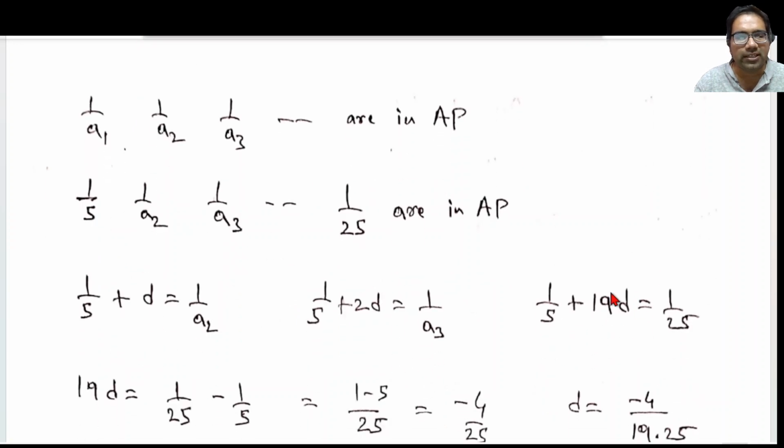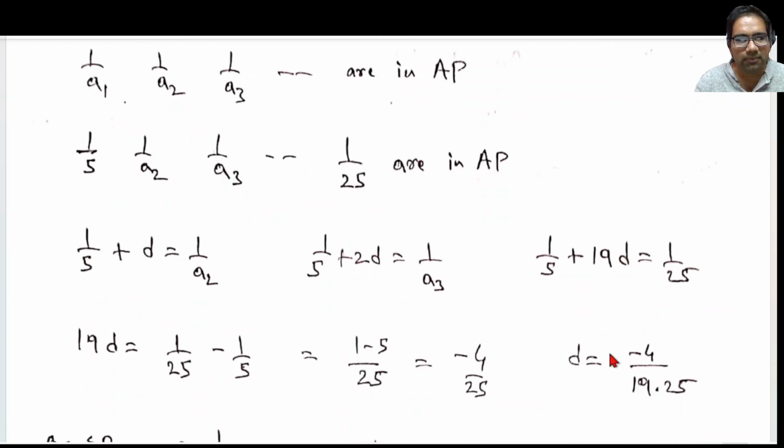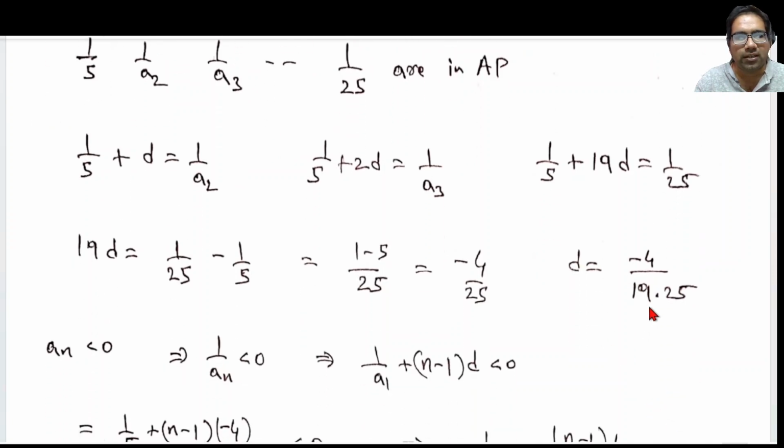That means 19d is equal to 1 by 25 minus 1 by 5, which is equal to 1 minus 5 by 25, which is minus 4 by 25. d equals minus 4 by 19 into 25. This is what we felt earlier also, that this d should be a negative number. d is equal to minus 4 by 19 into 25.